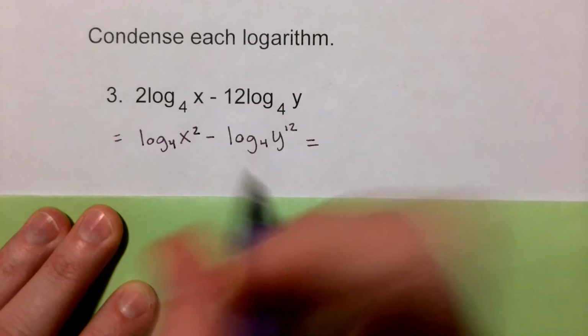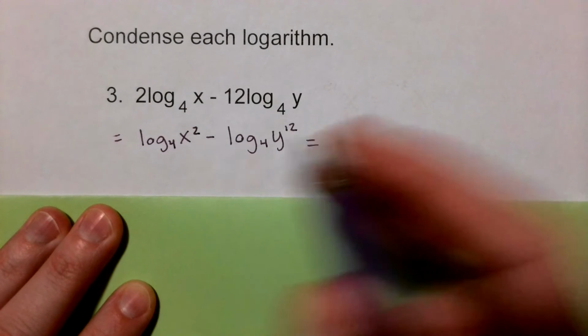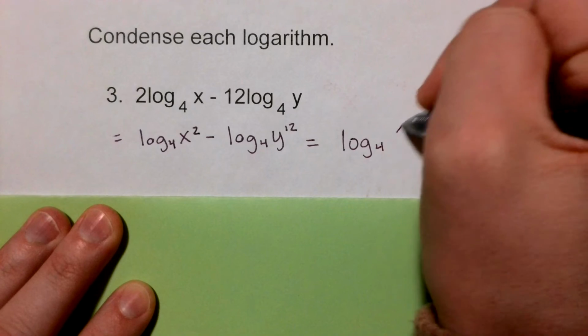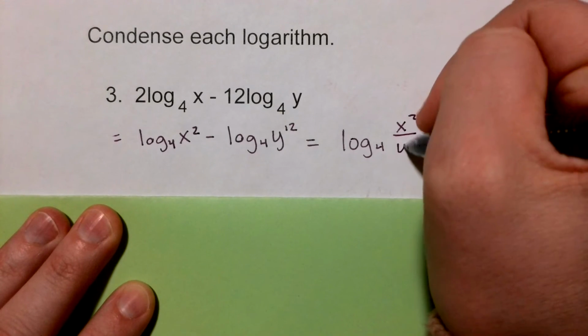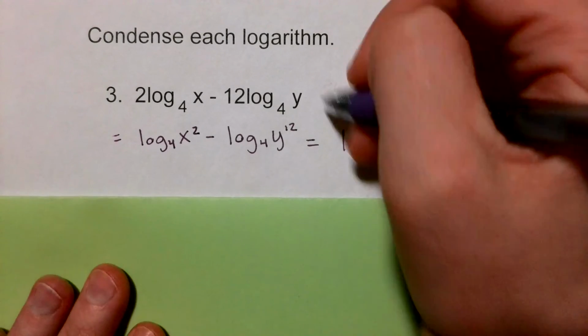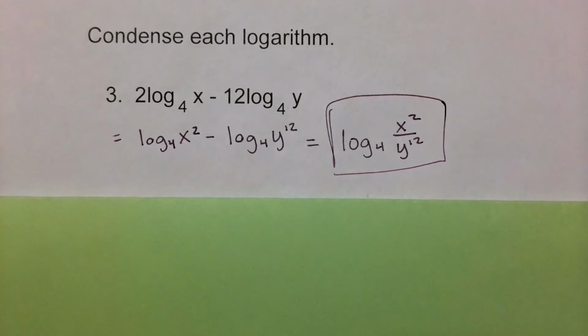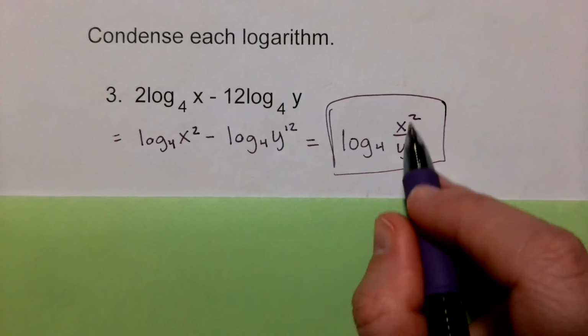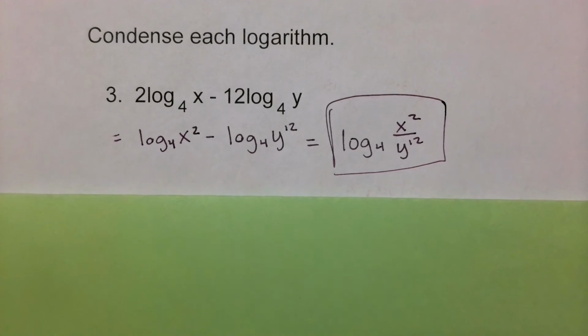And then, because I have subtraction in between, I will condense them into division. So I've got an x squared over y to the 12th. And so this is perfectly fine. You can stop there. If you want to go further, you can notice, okay, they're both raised to even powers.